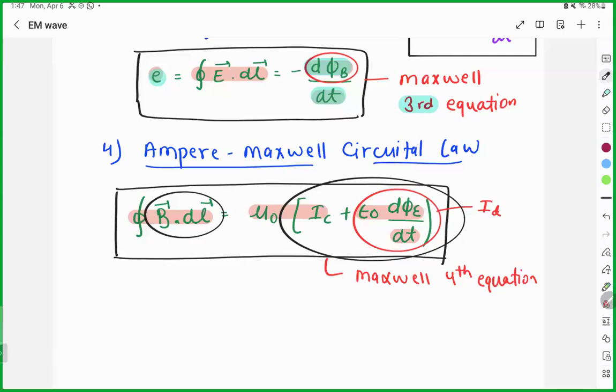Any doubt, guys? Okay, now again say. Yes.